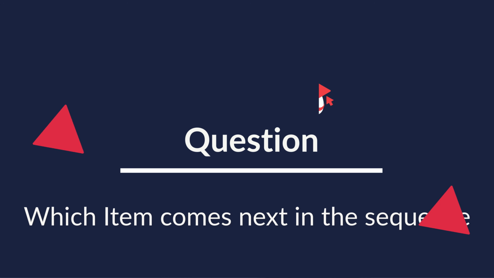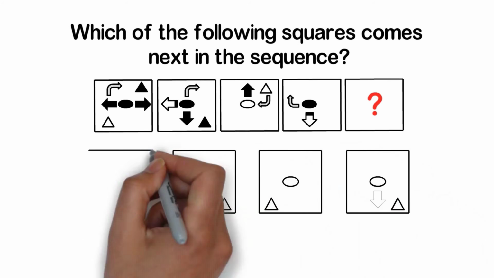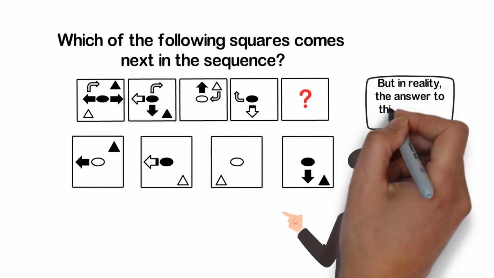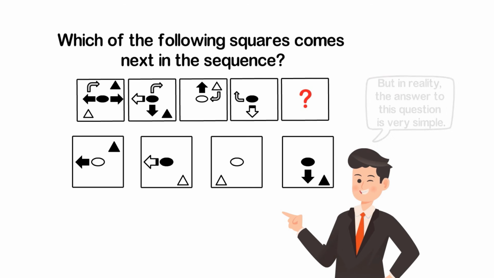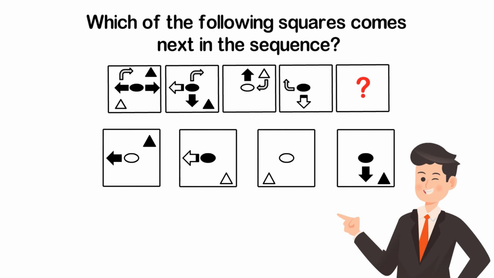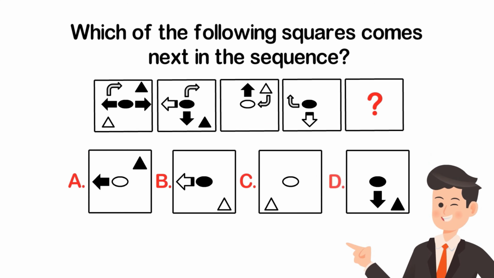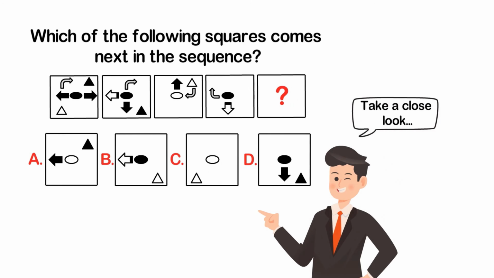Here's a question that on the surface seems very, very hard to solve. But in reality, the answer is very simple. You're presented with 5 different squares. Squares 1 through 4 have shapes inside, and you need to determine the missing square 5. You're presented with 4 different choices: A, B, C, and D. Take a close look to see if you can come up with the correct answer.